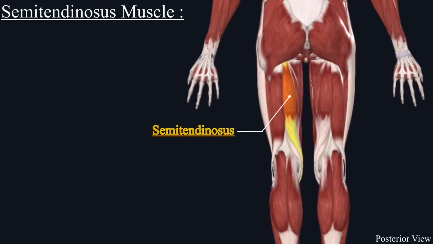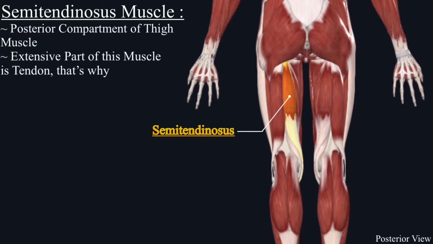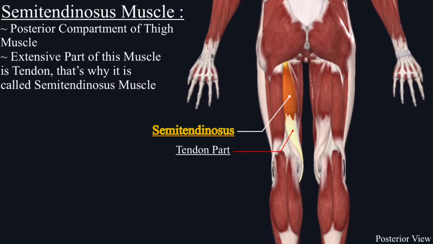Semitendinosus muscle is also one of the posterior compartment muscles of the thigh. The extensive part of this muscle is tendon. That's why it is called semitendinosus muscle. It is also one of the hamstring muscles.